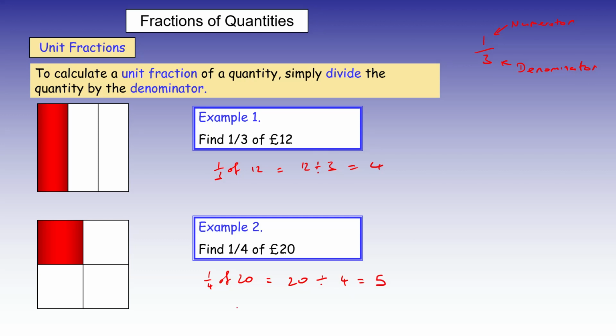Okay. So there's 2 examples. I want you to hit pause, copy those 2. Once you've done that, hit play, and we'll look at a couple more examples.